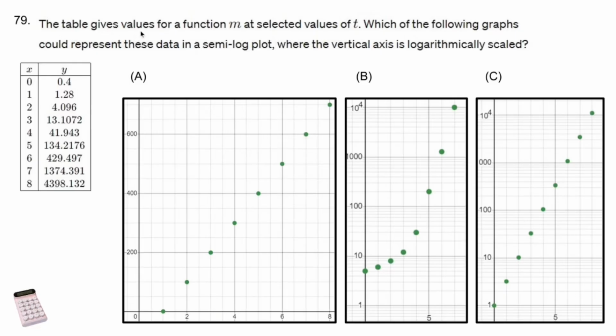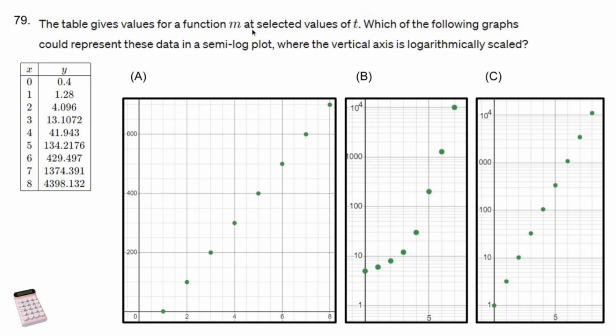The table gives values for a function m at selected values of t. Which of the following graphs could represent these data in a semi-log plot where the vertical axis is logarithmically scaled? All right, so I don't need a calculator here because I'm just given 3 graphs. Now, I had to make this problem with just an A, B, and a C because it's very hard to create semi-log plots and fit them all on one slide, so I didn't do it that way.